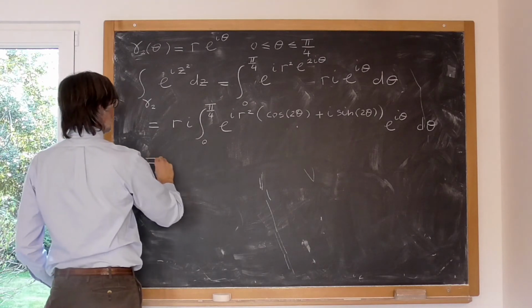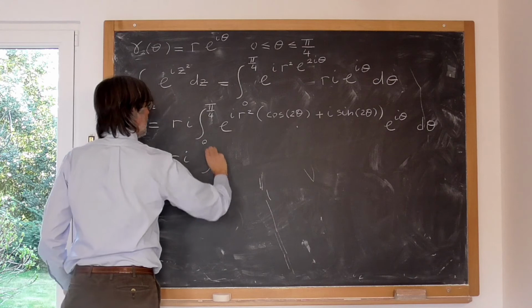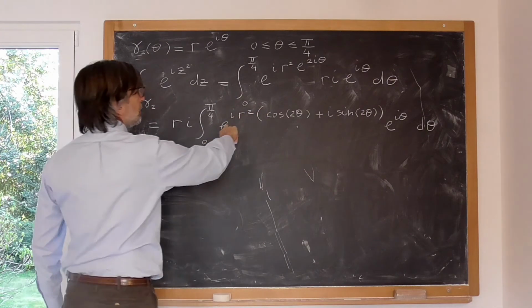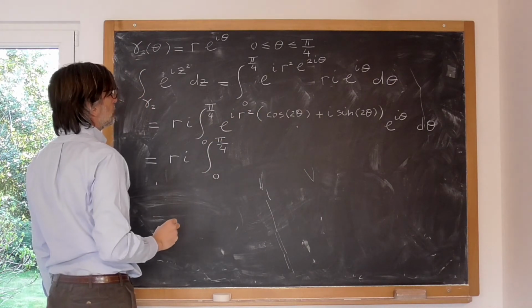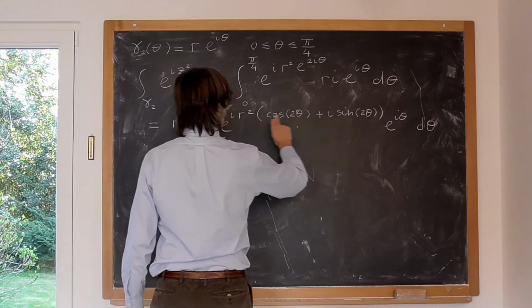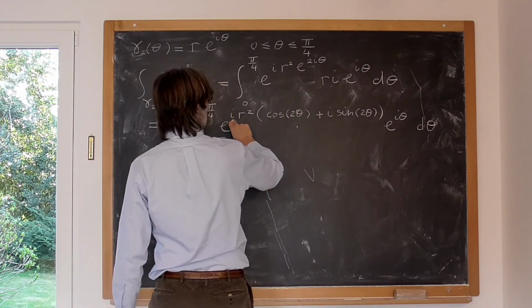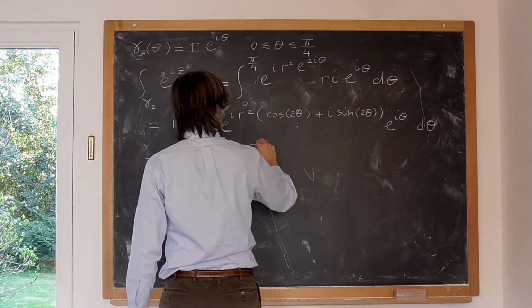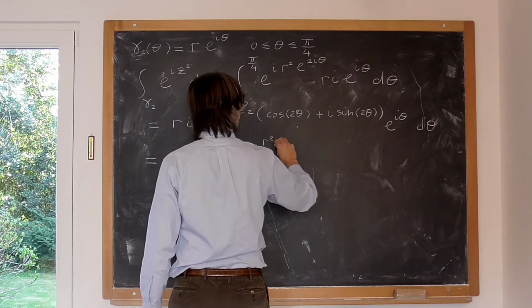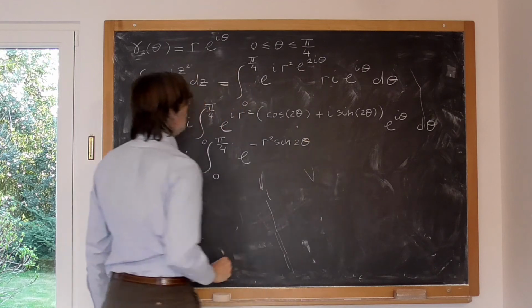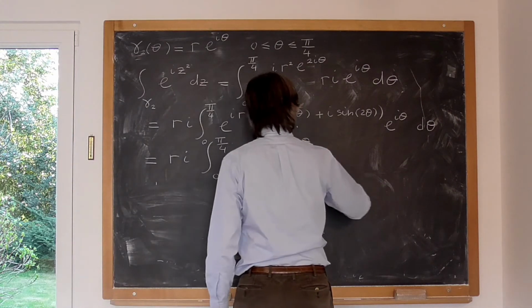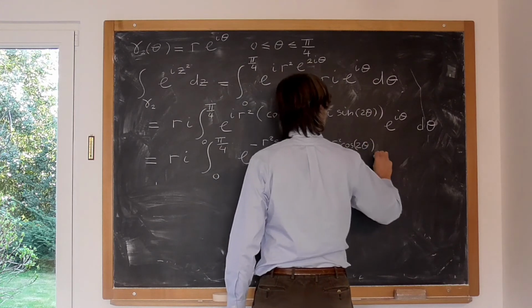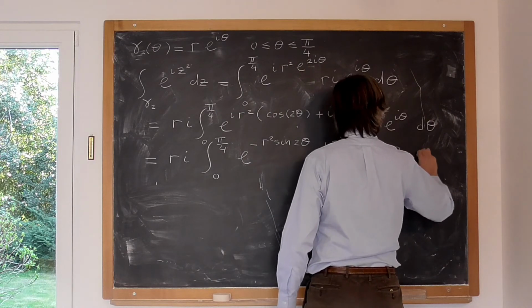Okay, what is this? This is r i times the integral from 0 to pi over 4. Let's write this exponential of a sum as a product of the two exponentials. So we have, let's write first the one with i times i is minus 1, so we have e to the minus r squared sine 2 theta. And then we have the bits with i, e to the i r squared cosine 2 theta, e to the i theta d theta.